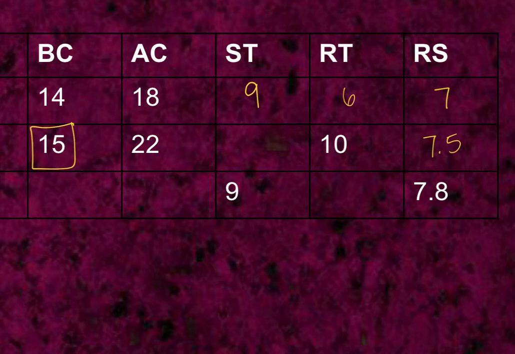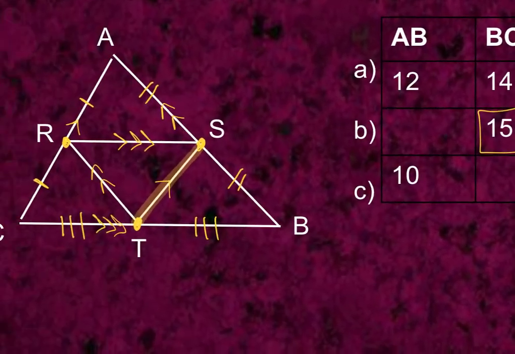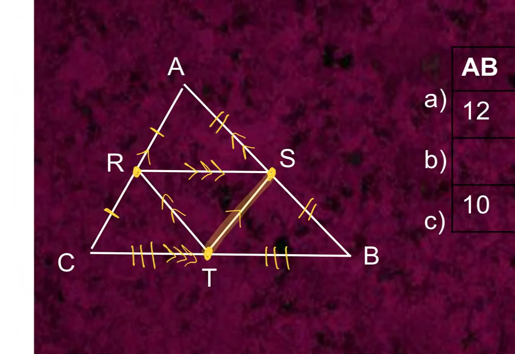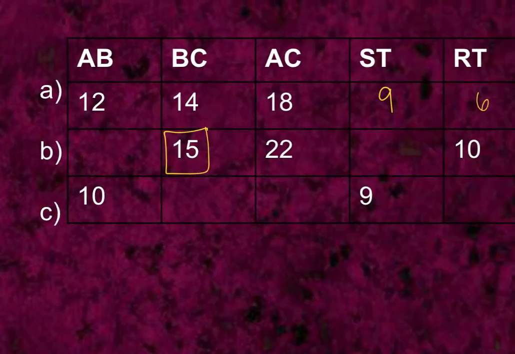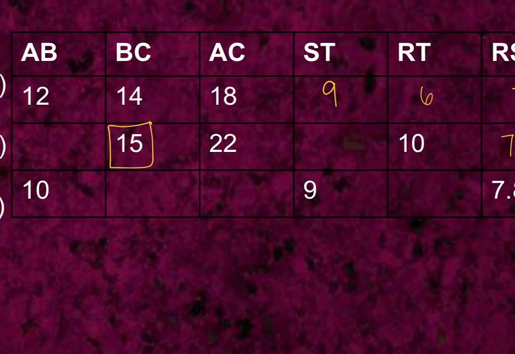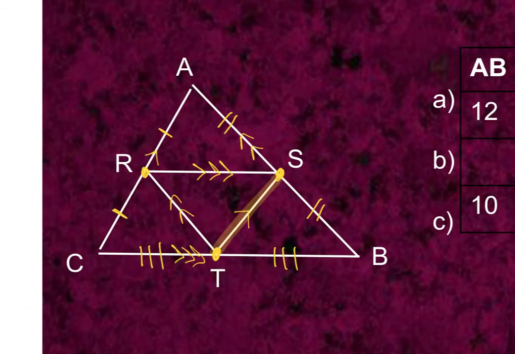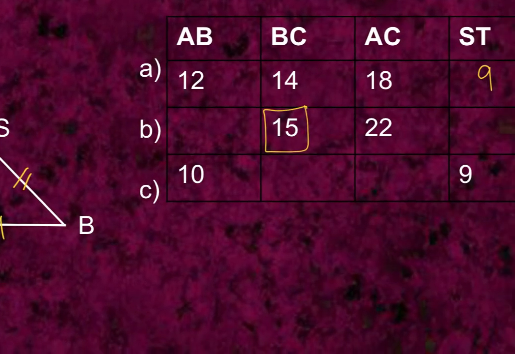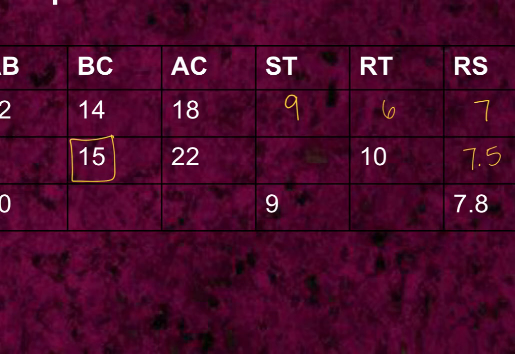All the same. AC is 22. If AC is 22, what mid-segment do we know information about now? ST, very good, because they're parallel. What's ST going to be? AC was 22, so now ST is going to be 11. Very good. So the mid-segment's always going to be half whatever your original side was. Now it gives us RT, which is 10.